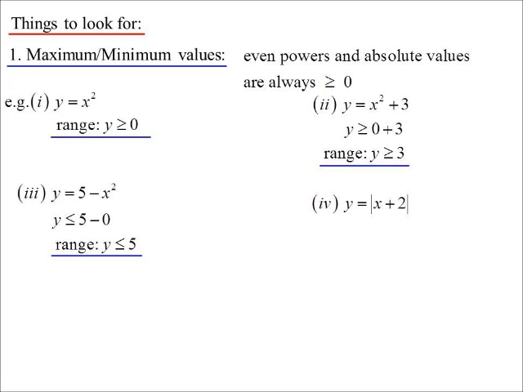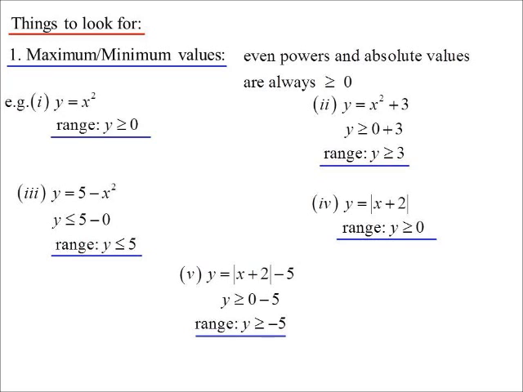Absolute value, again, absolute value has to be greater than or equal to 0. So y is greater than or equal to 0. Absolute value minus 5, same idea. Oh, well, I know the absolute value is greater than or equal to 0, so the whole thing's greater than or equal to negative 5. The picture. If you know the picture, that's the quickest way of finding your domain and range.